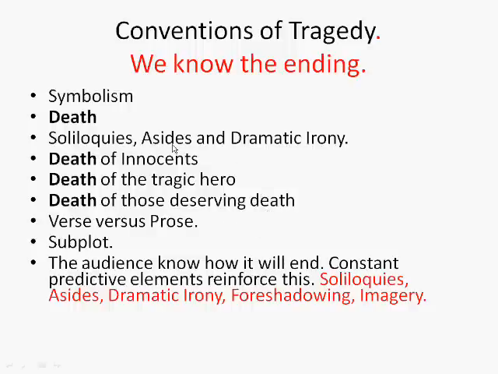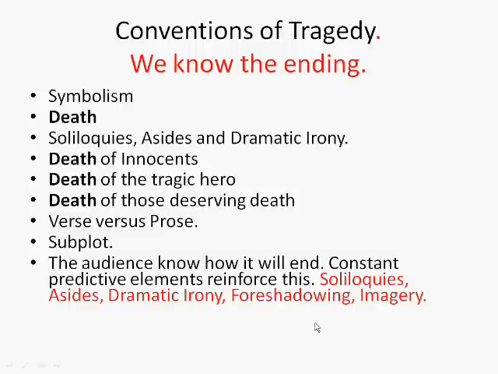And the audience know how it's going to end. And so we have constant predictive elements throughout the play that reinforce how this play is going to end. So we have soliloquies, asides or stage whispers by the characters telling us what they're going to do. We as an audience have much more knowledge of what's happening on stage than the characters. So we know that Iago is going to play Othello. He's going to trick him. So there's always a dramatic irony at work in this play.